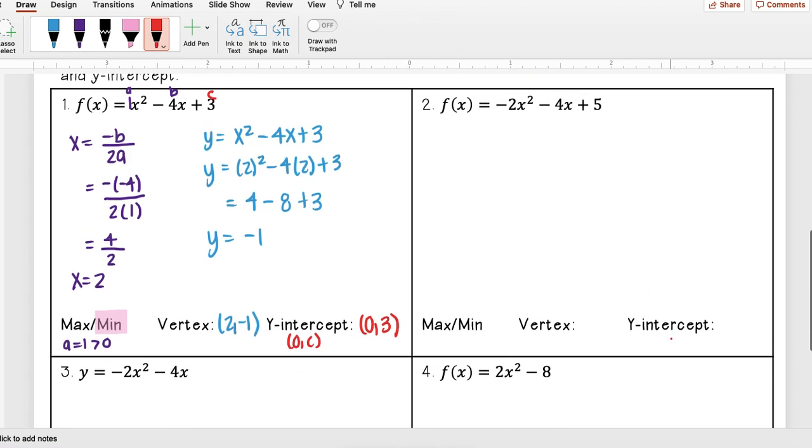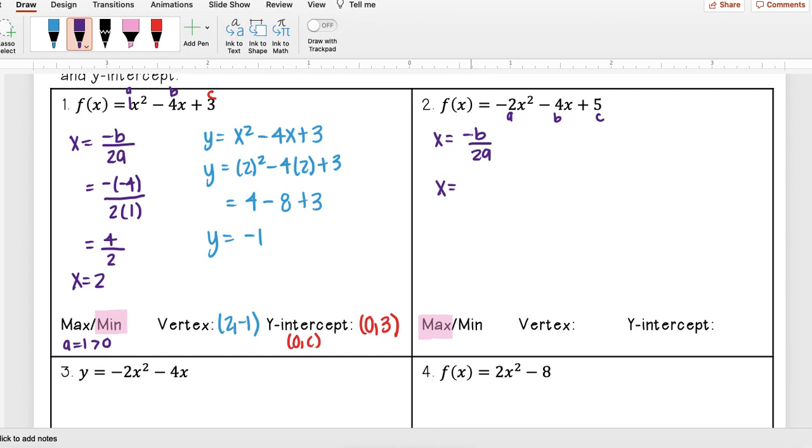Let's try another one. So this one is f of x equals -2x squared minus 4x plus 5. First, we're going to see whether this is a maximum or minimum. Here, my a value is -2, which is less than 0. So that means that this is a maximum. Next, I want to find my x value, my axis of symmetry. So I want to go ahead and just label my a, b, and c. My a is -2, my b is -4, my c is 5.